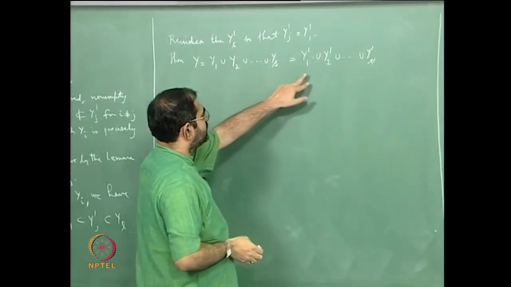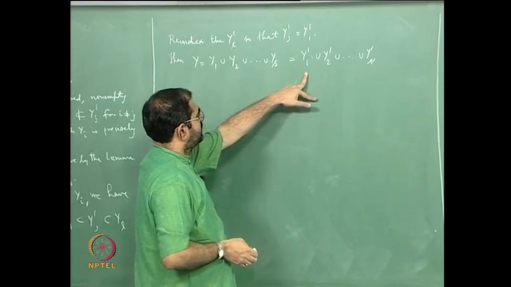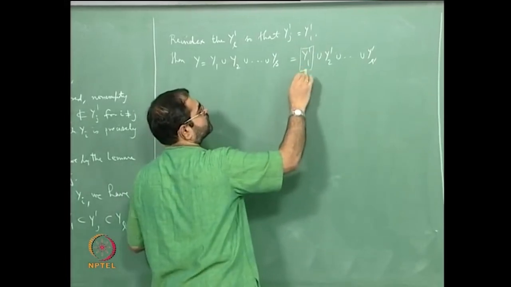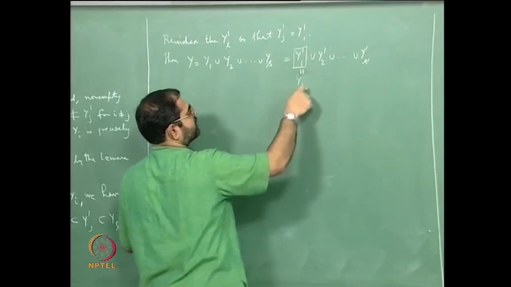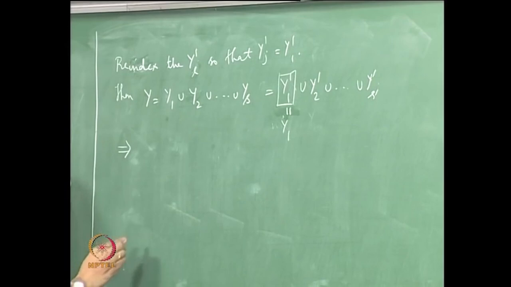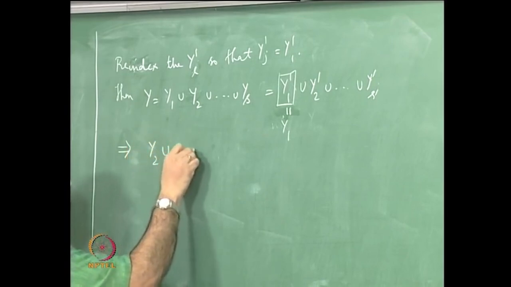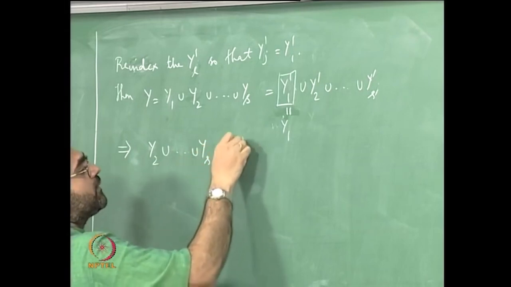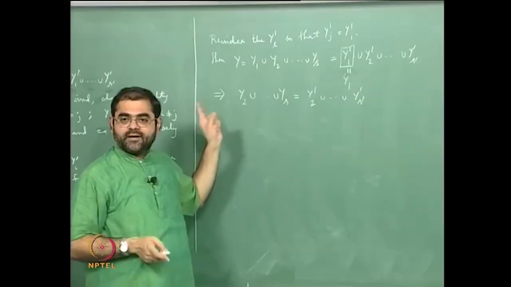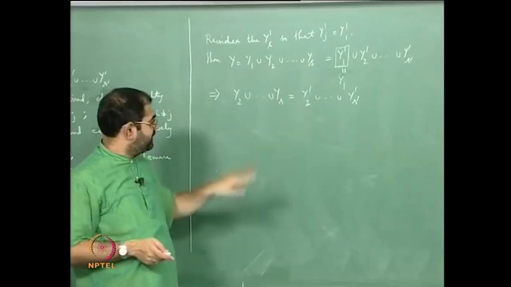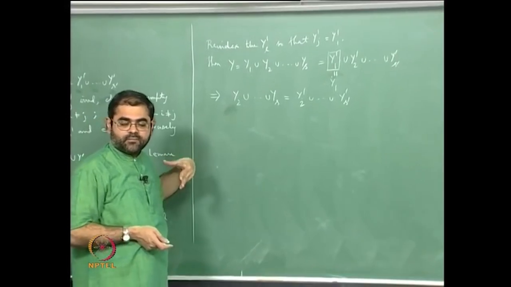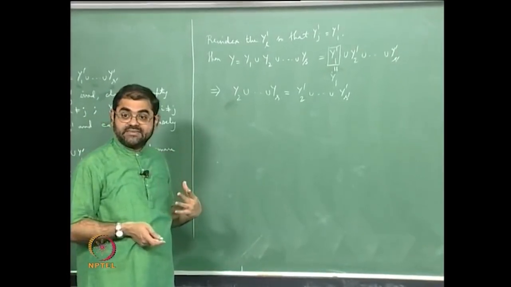And the point is that this is the same, y1 is equal to y1 prime. Now I want to say that this implies that y2 union through ys is actually equal to y2 prime union through y prime s prime, which is like you cancel off the y1 that is on both sides of the union, and this cancellation property is actually because of the irreducibility property, that any non-empty open subset of an irreducible space is dense.